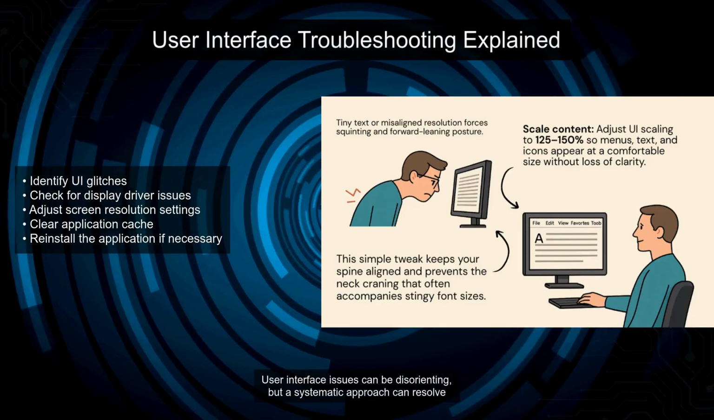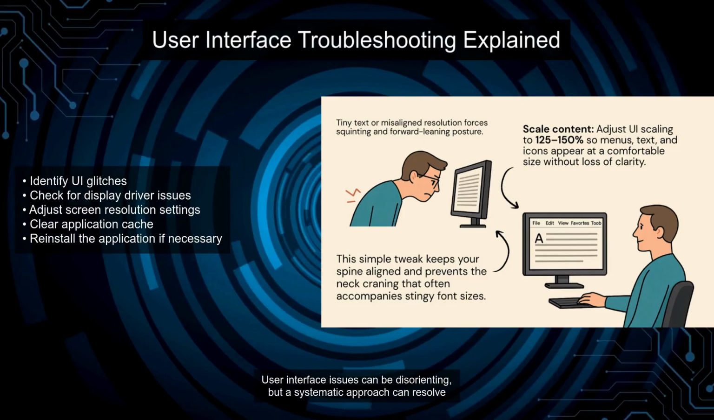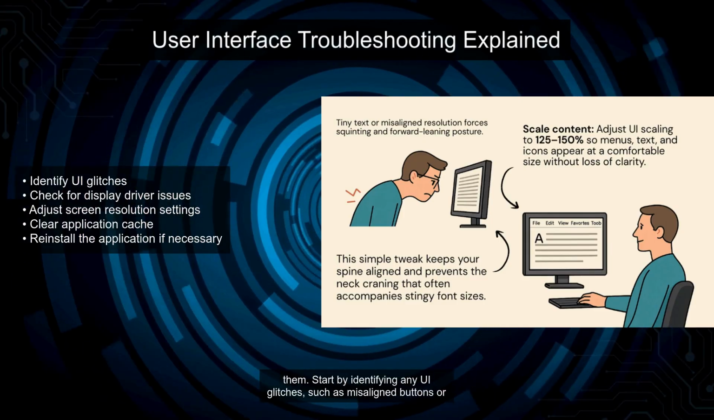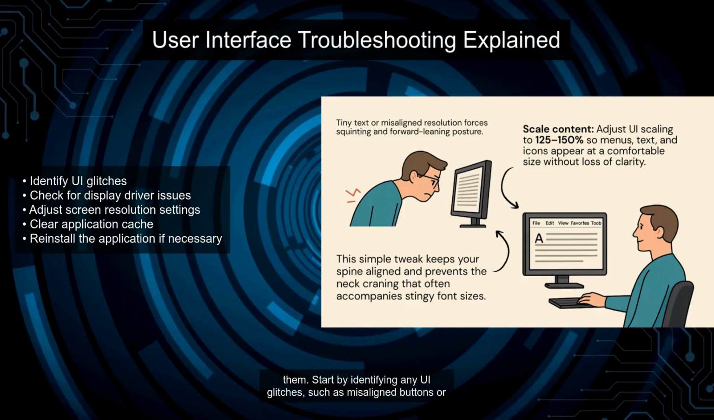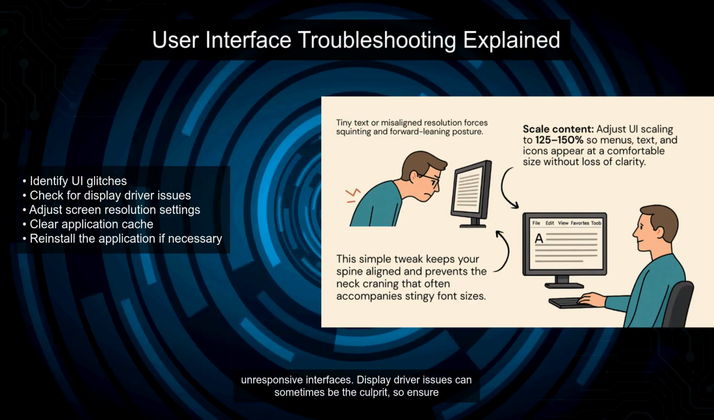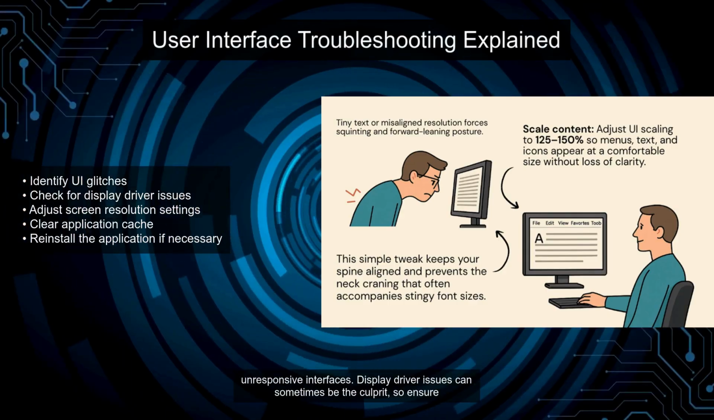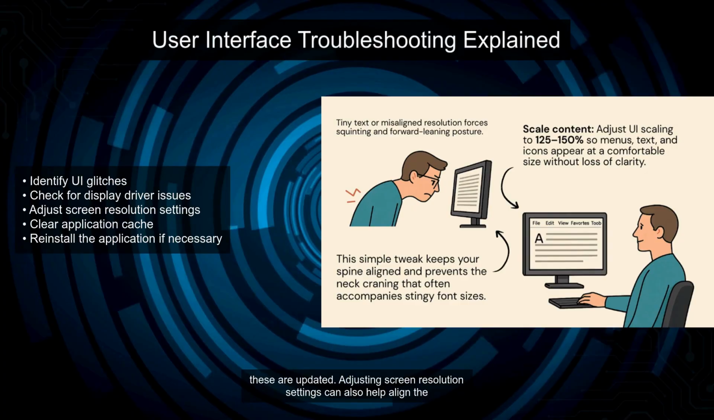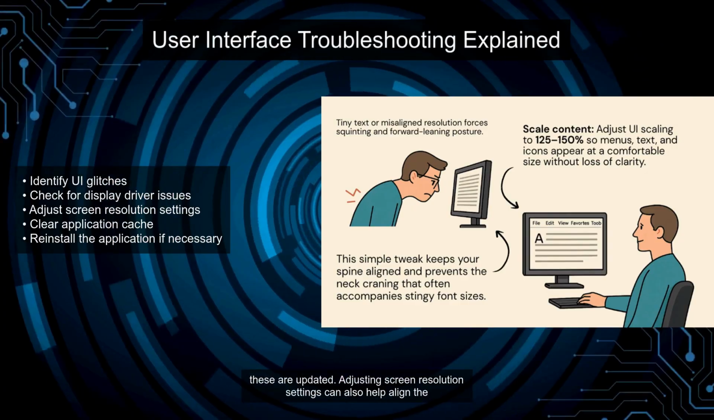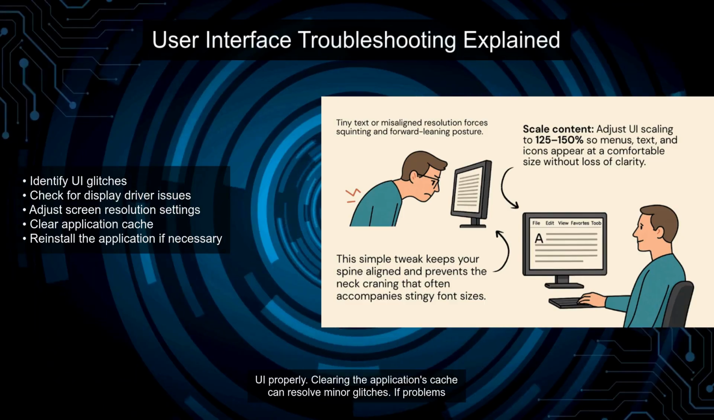User interface issues can be disorienting, but a systematic approach can resolve them. Start by identifying any UI glitches, such as misaligned buttons or unresponsive interfaces. Display driver issues can sometimes be the culprit, so ensure these are updated. Adjusting screen resolution settings can also help align the UI properly.